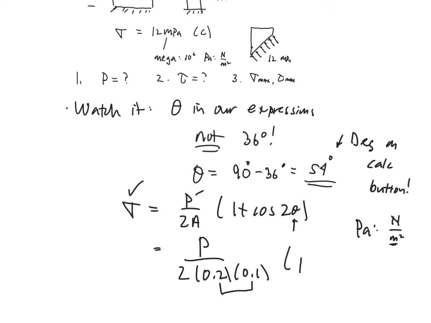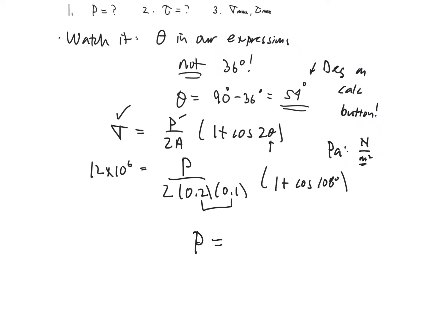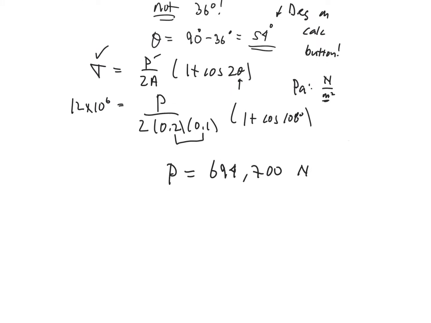And then that's all multiplied by 1 plus the cosine of 108 degrees. And then the sigma is 12 times 10 to the 6th. That's the 12 MPa. So we have one equation, one unknown, and we find that P is equal to 694,700 newtons. Frequently we will go ahead and use a prefix on the newtons. So we can go 1, 2, 3. That's going to be 694.7 kilonewtons.